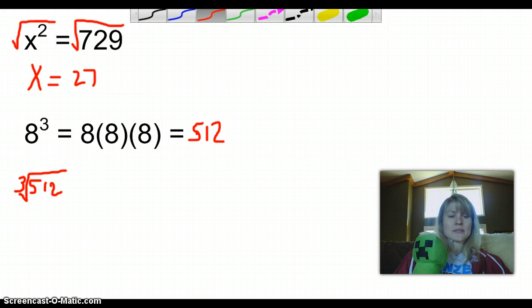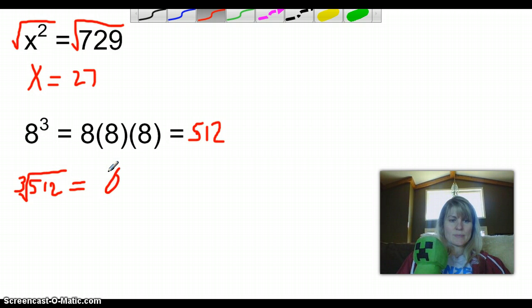So something else that we're going to be learning is how to write this in a fractional form. All right, so just to finish this one up, sorry, we would say that that is 8. 8 times 8 times 8 is 512, so the cube root of 512 is 8. We're also going to be looking at how we can write this in fraction form.